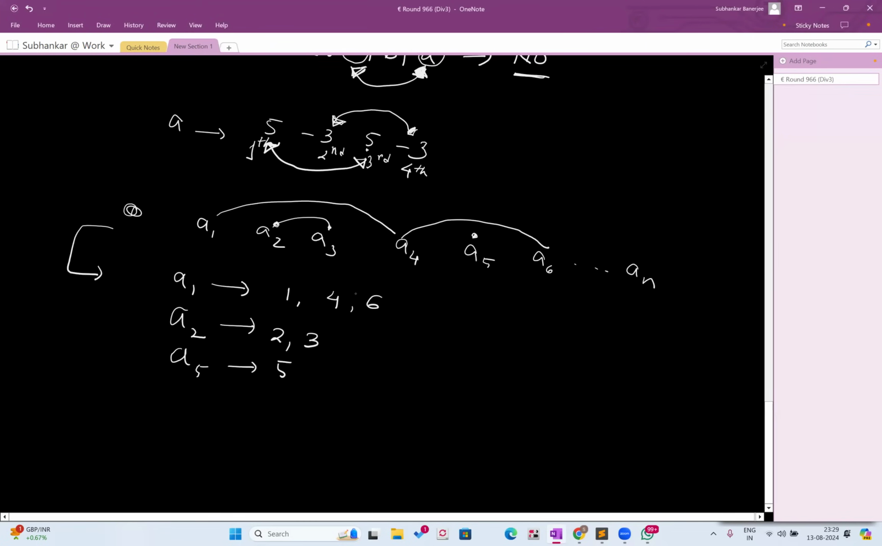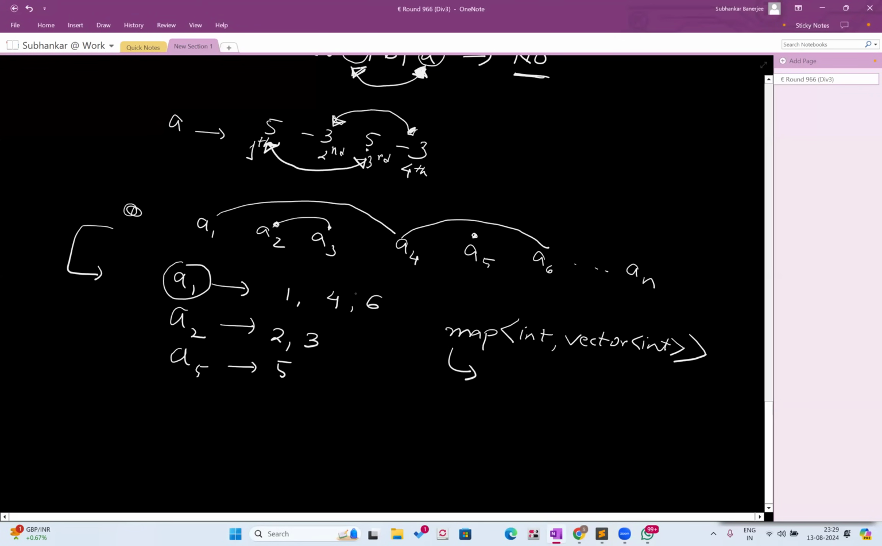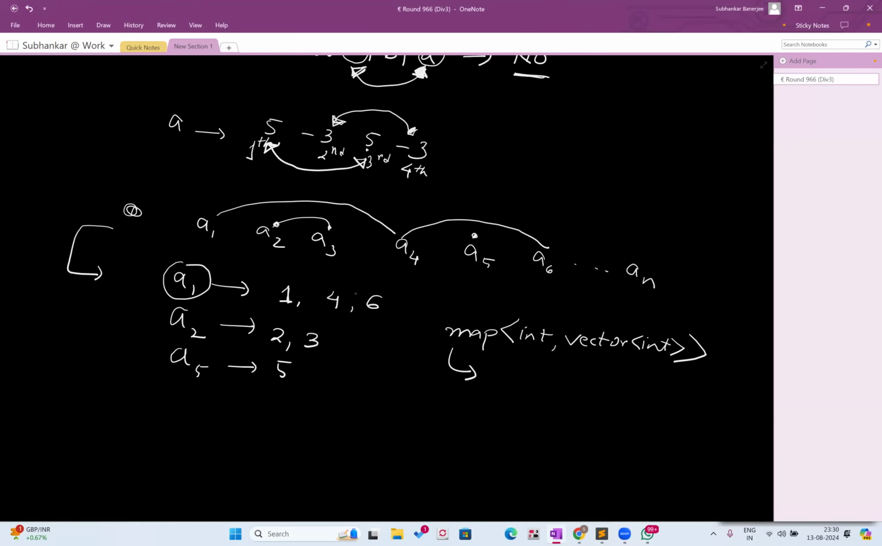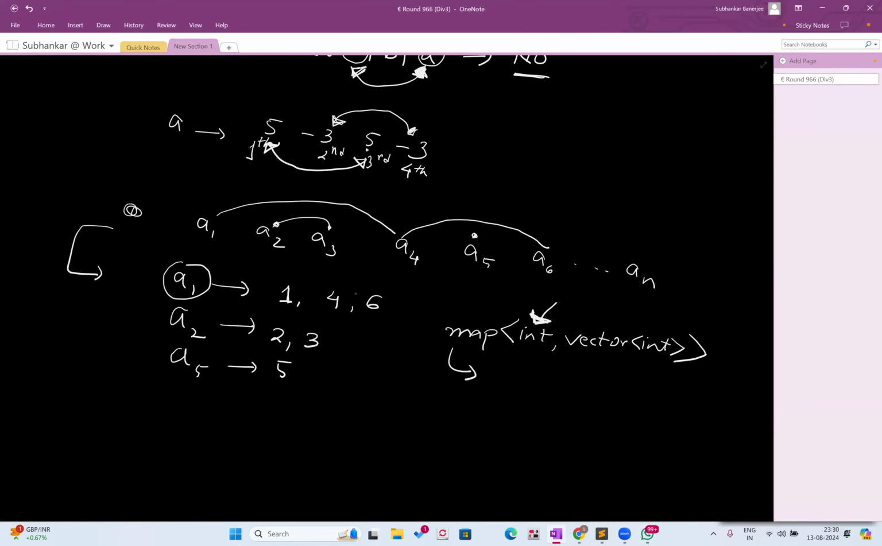So we can maintain a map. We can maintain a map of integer to vector. What will this map do? This map will take the value of A1 and push 1 into it. So basically A1 occurs at the first index. For each integer, it will map the indexes where it is occurring.